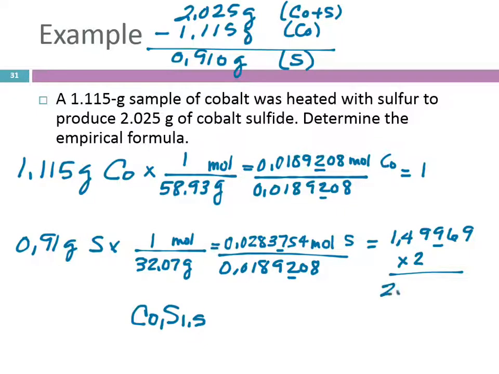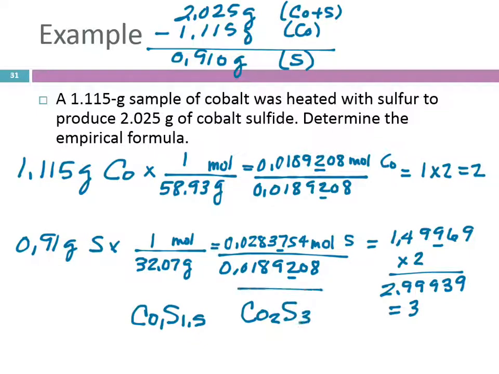Yeah, I get 2.99939. Is that really, really close to 3? It's really close to 3. We can call that 3. If I multiply 1 times 2, I get 2. So those are my subscripts. It's cobalt 2, sulfur 3. That is the empirical formula. The smallest whole number ratio.